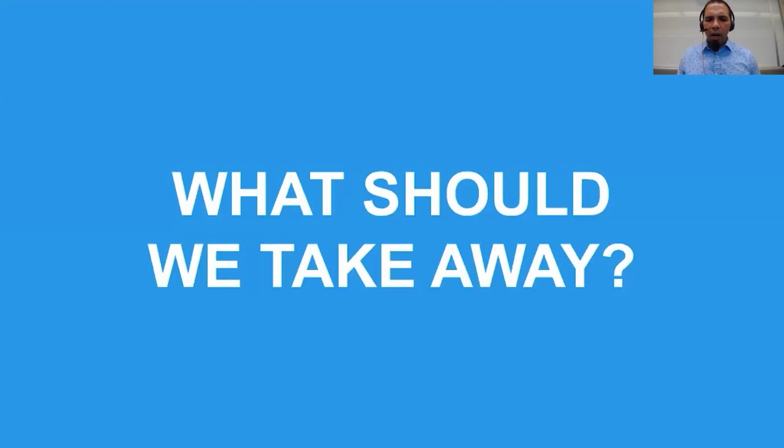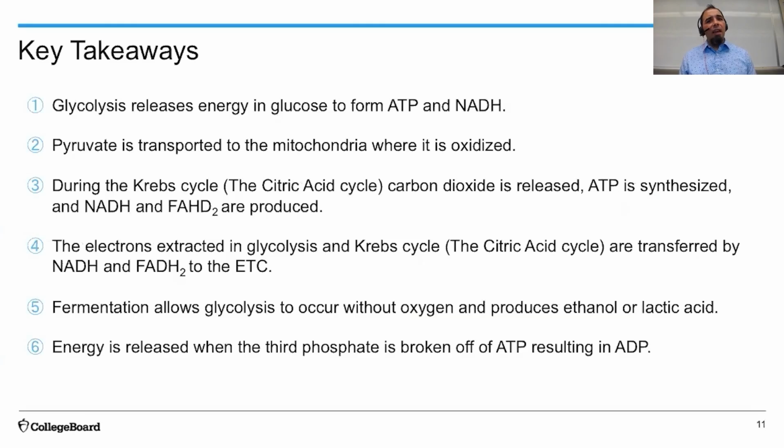And so what should we take away? Great question. A lot of key takeaways here. Again, I would pause the video and maybe see how your initial questions match up with the key takeaways. Glycolysis releases energy from glucose to form ATP and NADH. So again, glycolysis is a process that all living things do. That pyruvate is transported to the mitochondria where it's oxidized, and again, oxidized, losing some electrons. During the Krebs cycle or the citric acid cycle, carbon dioxide is released. So that's when CO2 is released, during the Krebs cycle. ATP is synthesized, and NADH and FADH2 are produced. A lot of things going on during that Krebs cycle, a lot of products.